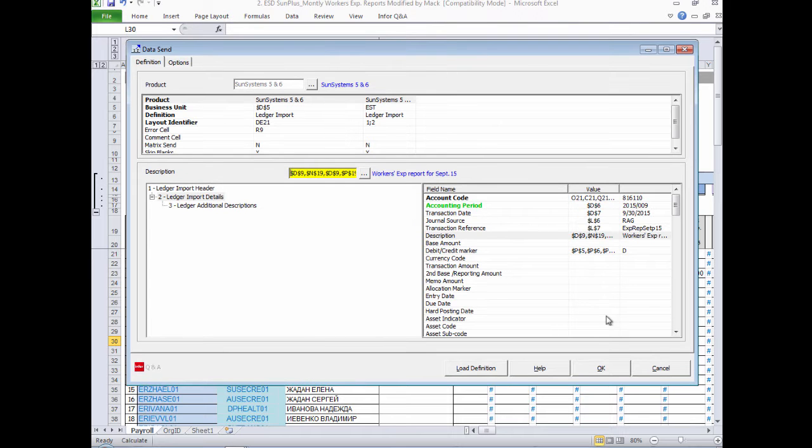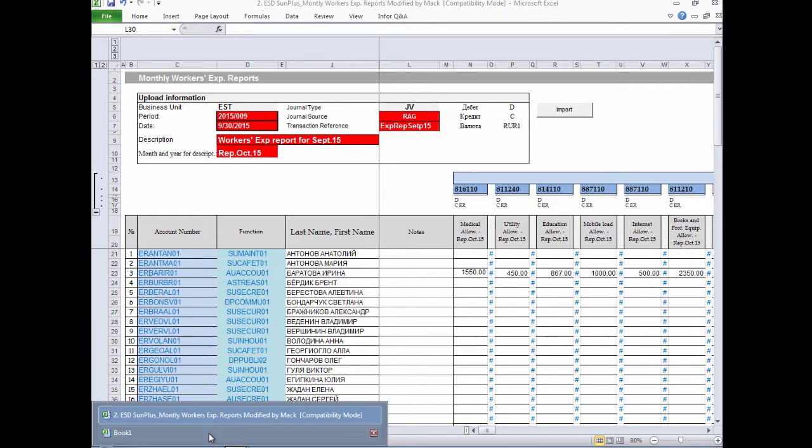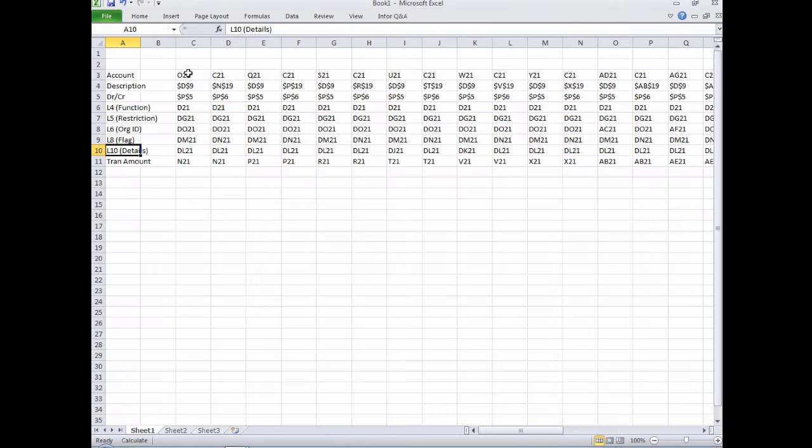To understand this description a little bit better, let me leave the mapping and go to my little recap I've made of this. He's pulling for the debit to this account, O21, which is the expense account.